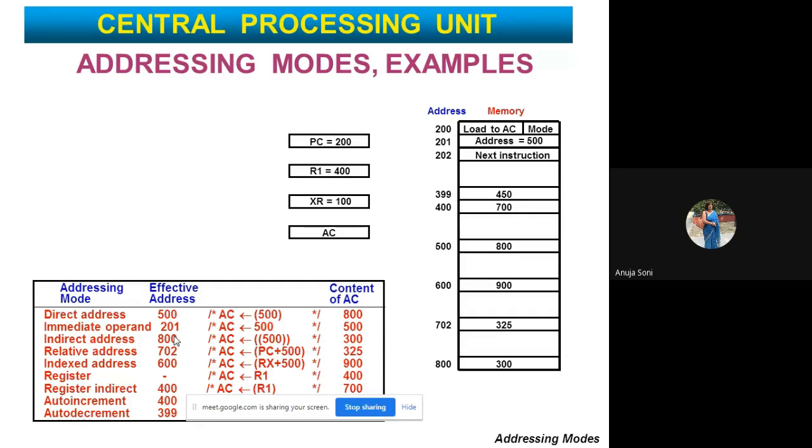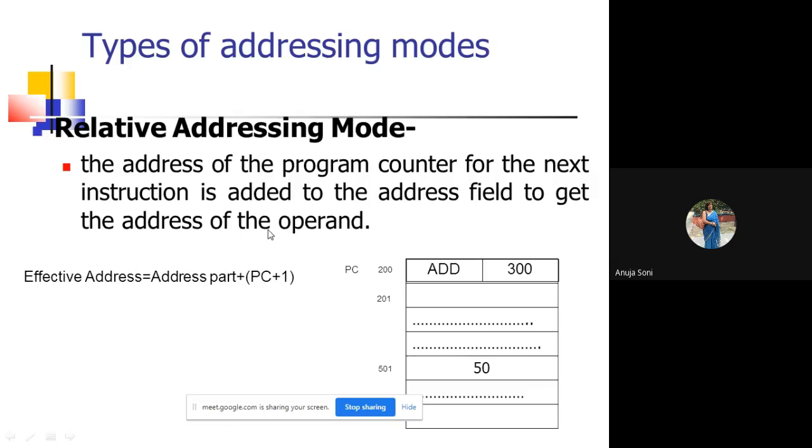Now we come to the relative address. Now what does the relative address say? Relative address says how the effective address is being calculated. It says that the address part of the instruction is being added to the address of the next instruction in order to calculate your effective address. Relative address, let me show you. So what it says is that the address of the program counter for the next instruction is added to the address field to get the address of the operand. So that will be called the effective address.